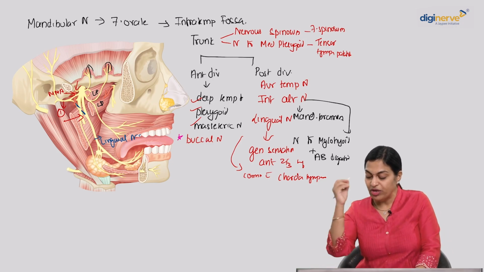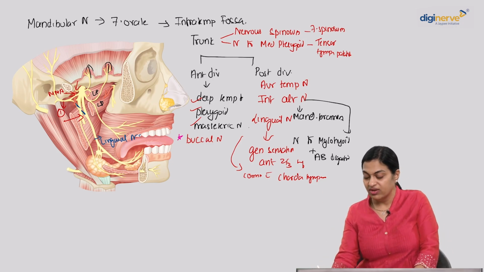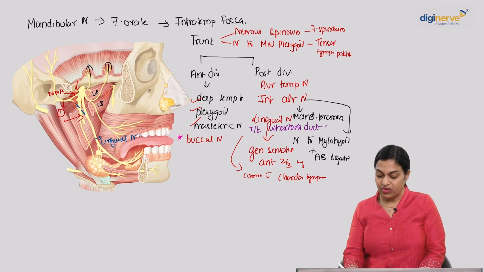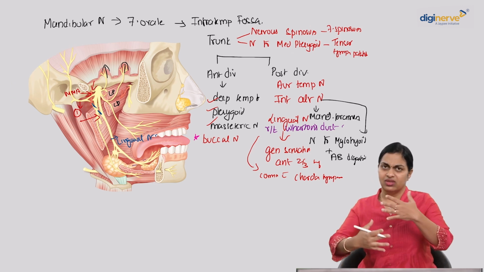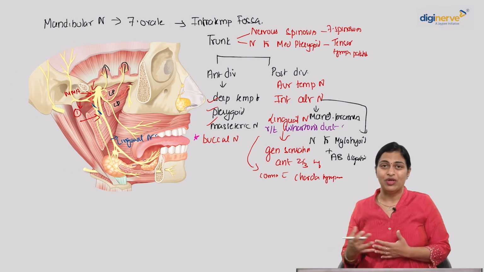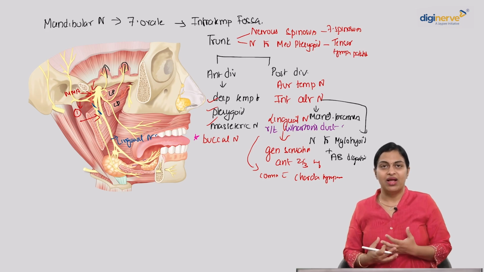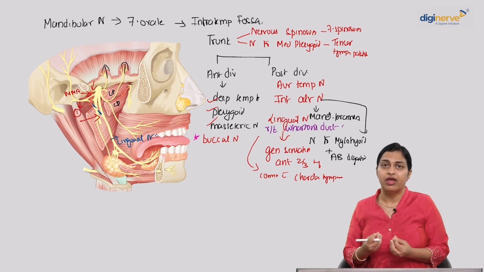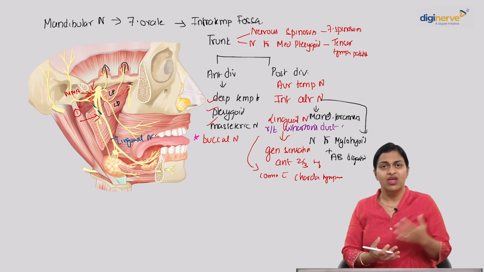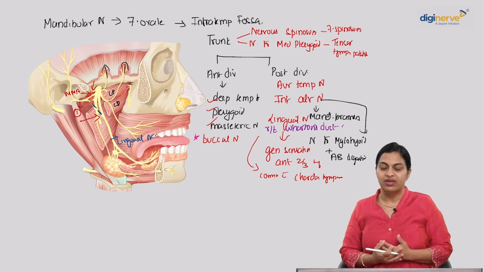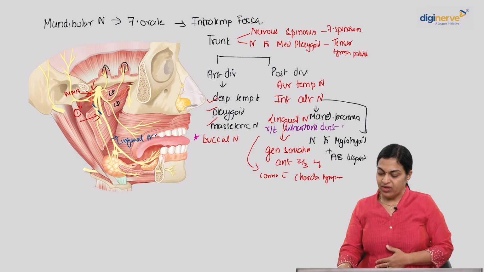Another important point to remember, this lingual nerve is closely related to the duct of the submandibular gland. They present a triple relation. We'll be talking about it while doing submandibular gland also. So any surgery of the submandibular gland, its duct, care should be taken to prevent injury to this lingual nerve, which is closely related to the submandibular duct, Wharton's duct. So that's about the mandibular nerve.